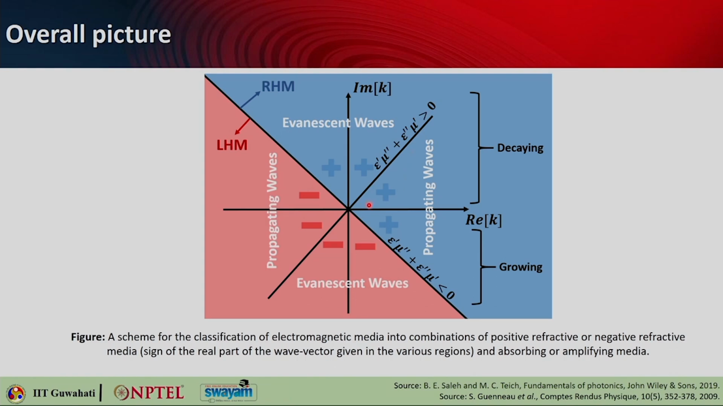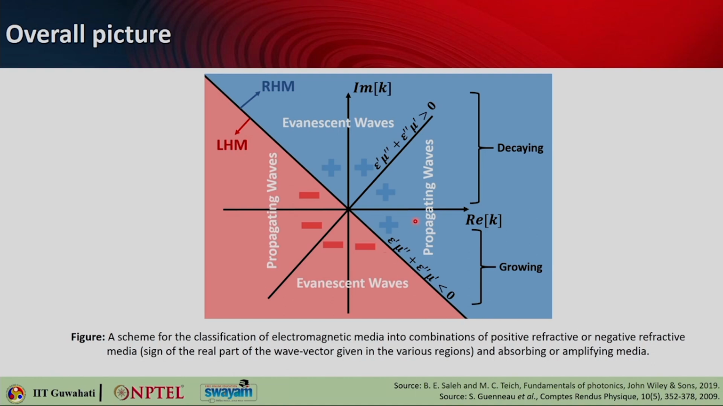And you can see here that these are the regions. This is the boundary that tells us where this portion will be right-hand material. So you have epsilon prime mu double prime plus epsilon double prime mu prime less than 0, and when this is satisfied, it's a right-hand material. Below this, in the different color that you see, is basically left-hand material, right? Okay.